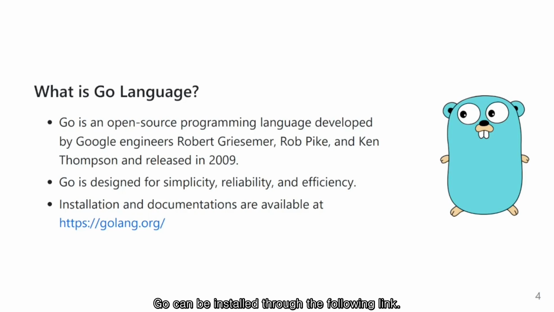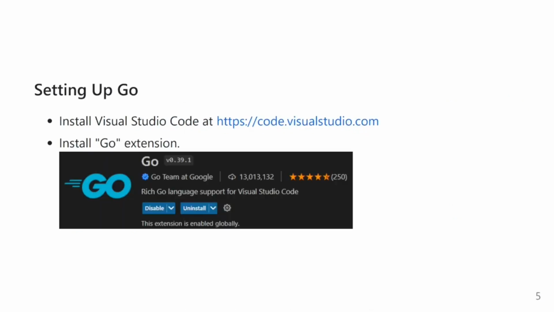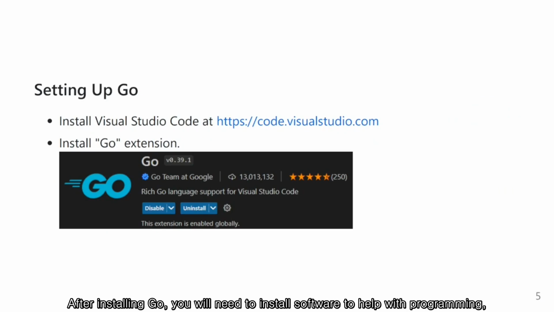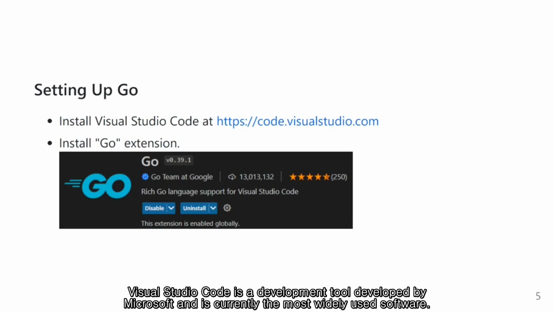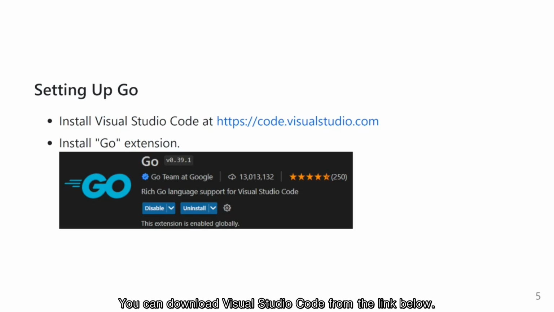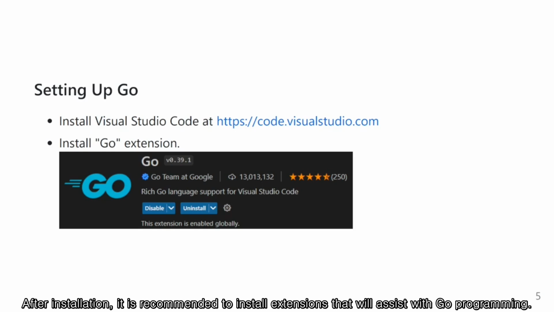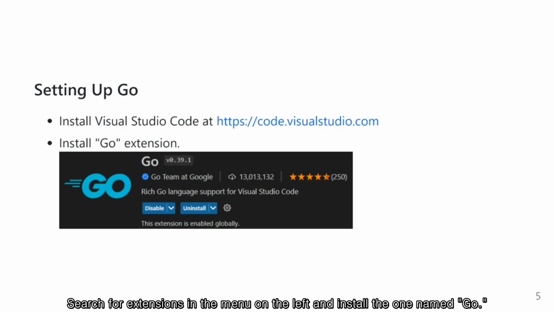Go can be installed through the following link. After installing Go, you will need to install software to help with programming. Here, I will introduce Visual Studio Code. Visual Studio Code is a development tool developed by Microsoft and is currently the most widely used software. You can download Visual Studio Code from the link below. After installation, it is recommended to install extensions that will assist with Go programming. Search for extensions in the menu on the left and install the one named Go.